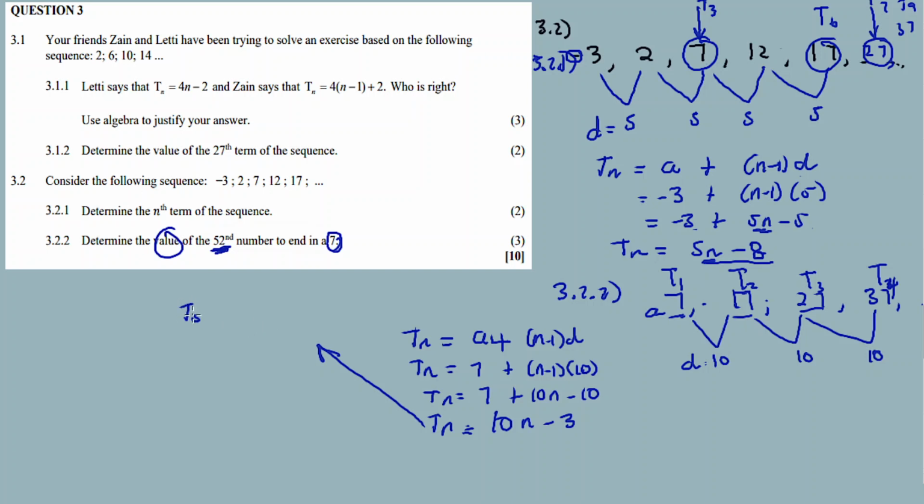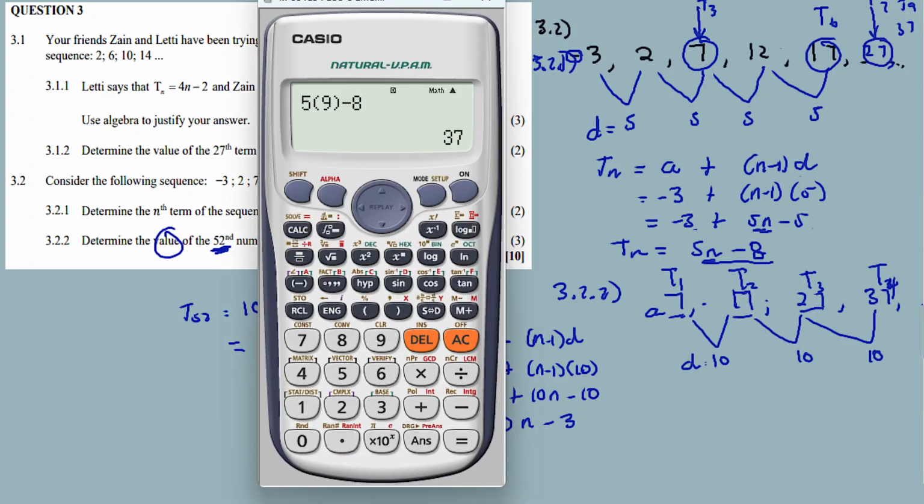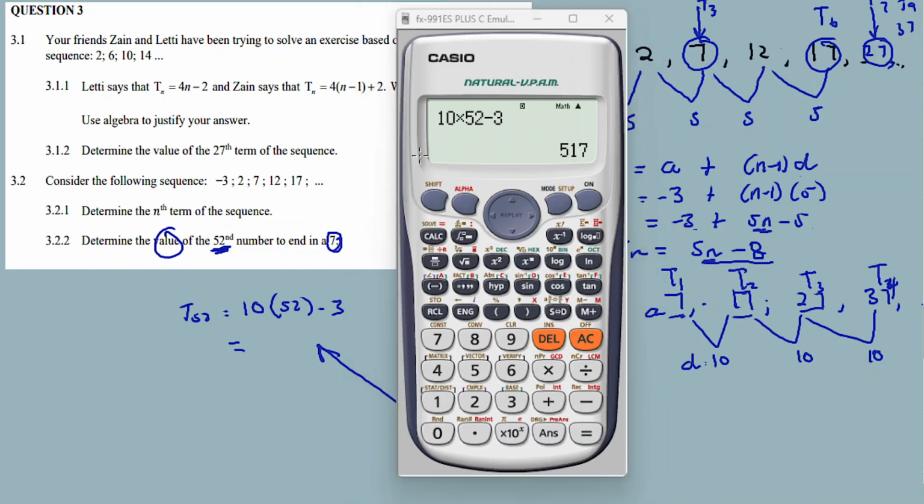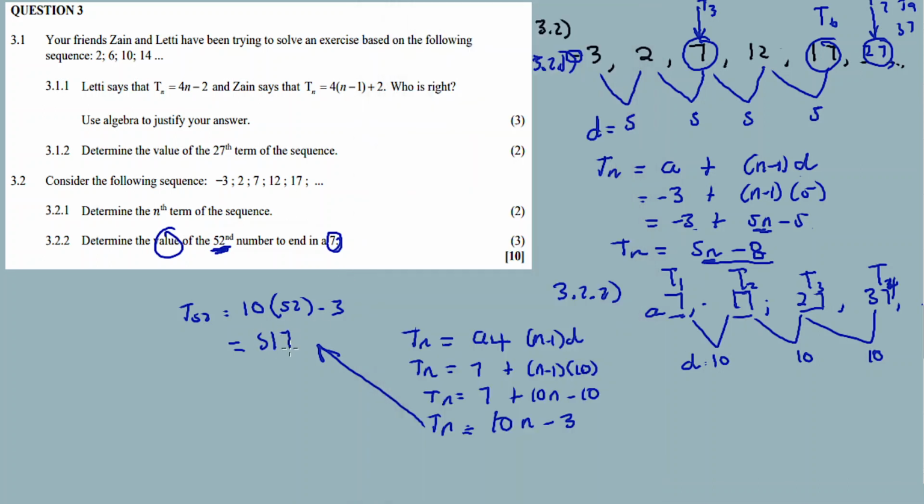So T52 will be equal to 10 open bracket 52 minus 3. We substitute here. So 10 times 52 minus 3. I get an answer of 517. So the 52nd term ending in 7 is 517. Question 3 is done here, guys.